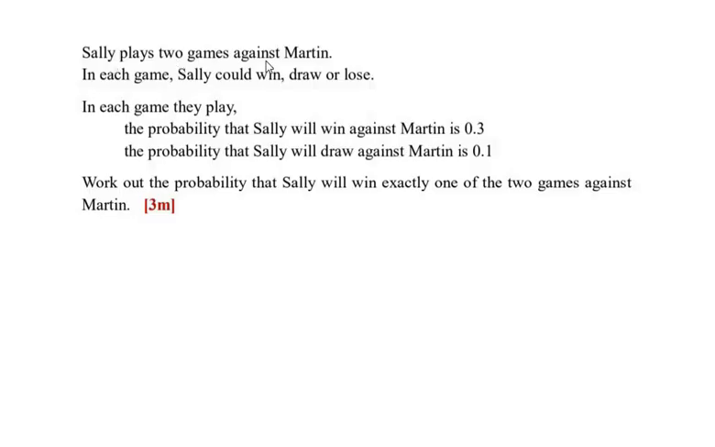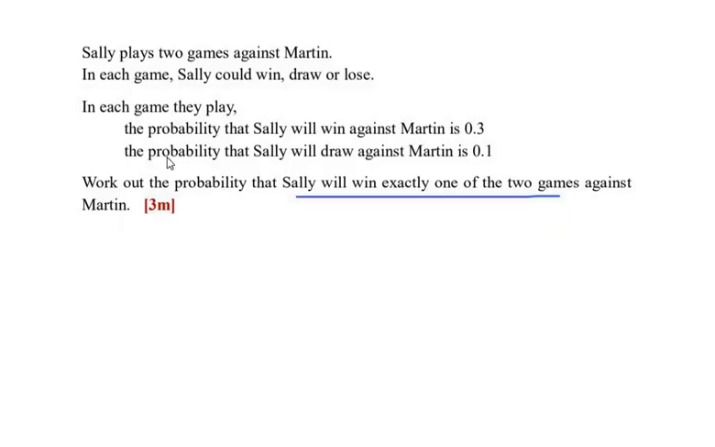Sally plays 2 games against Martin. In each game, Sally could win, draw or lose. In each game they play, the probability that Sally will win against Martin is 0.3. The probability that Sally will draw against Martin is 0.1. Work out the probability that Sally will win exactly one of the 2 games against Martin.